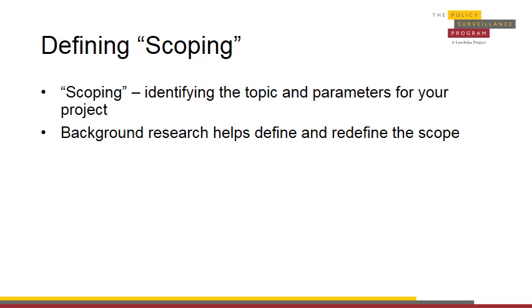Scoping consists of identifying the topic and parameters for your project. For example, one might start a distracted driving project because car crashes have spiked in some jurisdictions. You can start to refine these ideas by conducting your background research.